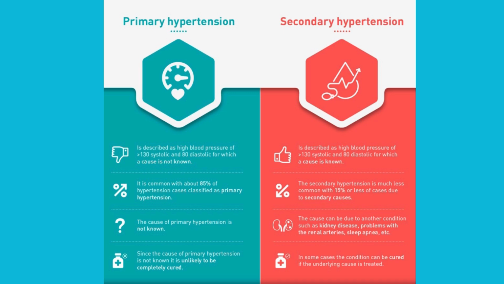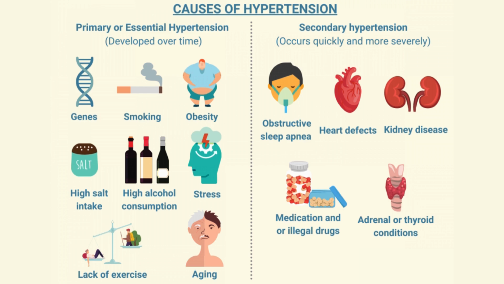Next, you are going to see the classification. The first one is primary, that is essential hypertension. The second one is secondary hypertension. First, you are going to see primary hypertension. In primary hypertension the exact cause is unknown. We do not know the exact causes, but some risk factors increase primary hypertension.